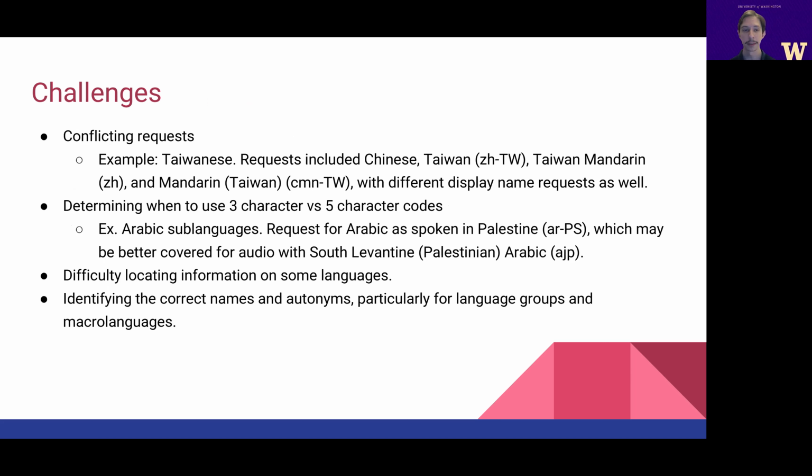Some challenges, quick. There were conflicting requests. For example, Taiwanese. I had requests for Chinese, Taiwan, Taiwan Mandarin, and Mandarin, parentheses, Taiwan. You can see each of these has a different code associated with it, and there are different display name requests as well. There's also a tricky problem with 3-character versus 5-character codes. That means, do we want language as spoken in country, like Arabic as spoken in Palestine, or a more specific form of that language, in this case, South Levantine or Palestinian Arabic? As you can see, 2 different codes there. It is difficult to locate information on some languages, particularly ones less studied in the West. And also just in research, identifying correct names and autonyms, particularly for language groups and macro languages, is really hard.